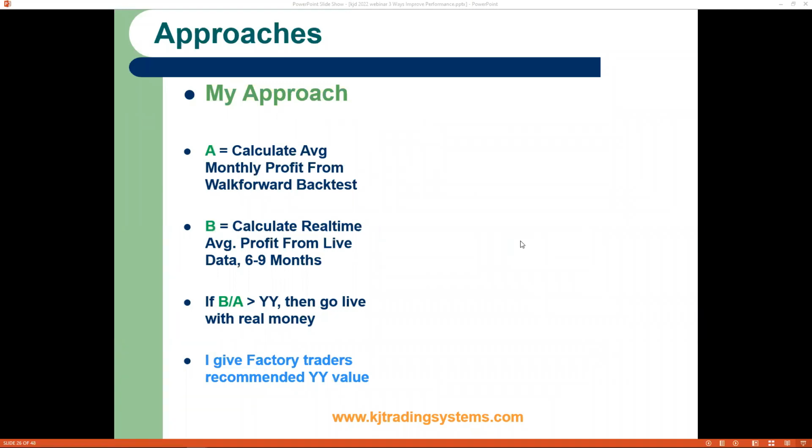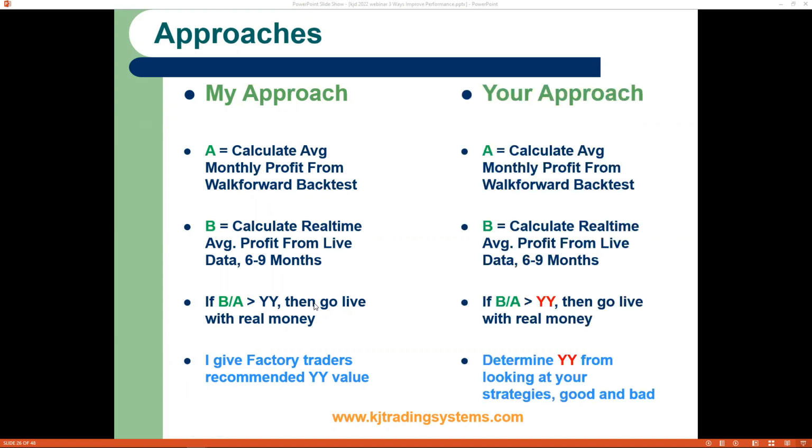Okay, so my approach is I calculate the average monthly profit, just like my example. Then I calculate the real-time performance. And then I say B divided by A. If it's greater than a certain value, then go live with real money. And I give that to anybody taking my class. Now you could do it.